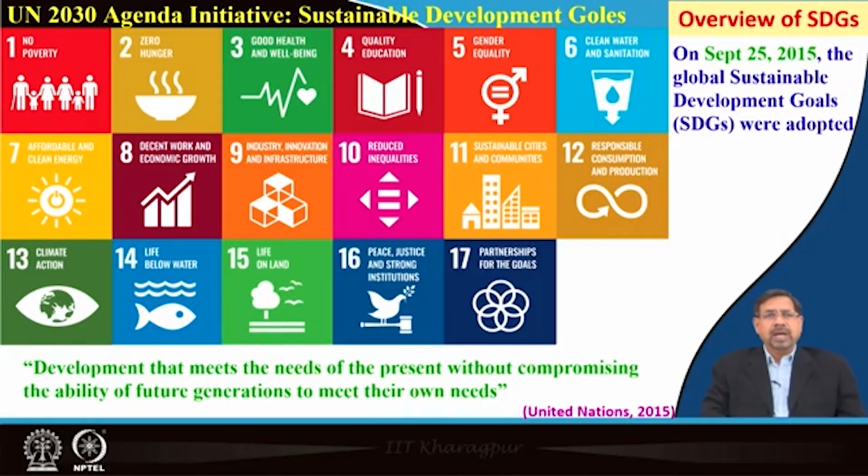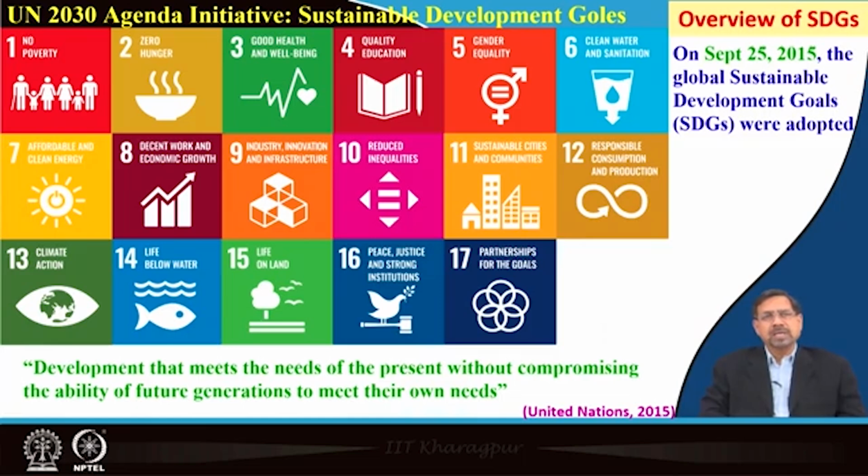Now, coming to the eighth one, decent work and economic growth. All of us have a right to decent work, thereby earn our livelihood and contribute towards the growth of the economy as a unit, in terms of state and the nation. Coming to the ninth one, industry, innovation and infrastructure. In terms of innovation, infrastructure and industry, we need to achieve the goals so that all the previous 6-7 goals will be assured.